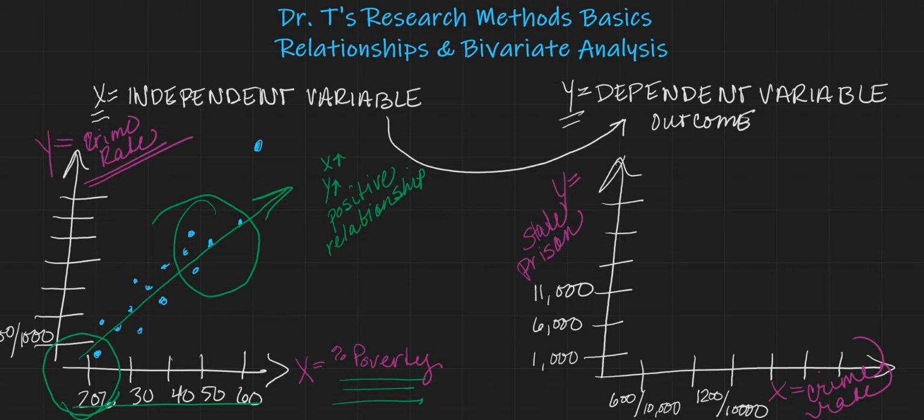I take a look at a whole bunch of different states, and I plot their prison population relative to that state's crime rate. And what I find is, kind of similar to the first one, as the crime rate increases, although it would probably level out a little bit here, so does the state prison population. Makes some intuitive sense, right? And again, we have another positive relationship. As X is increasing, Y is also increasing.